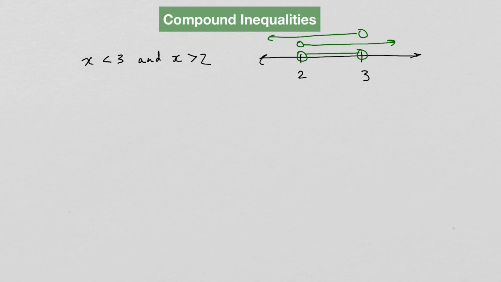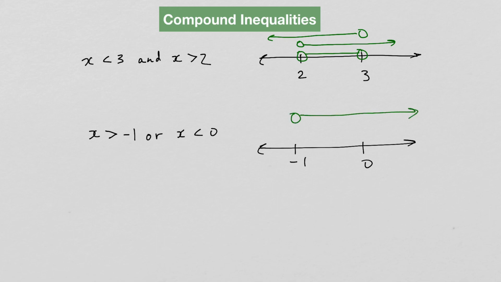And we'll do one more example. X is greater than -1, or x is less than 0. Okay, so we plot this. It's -1, we've got 0. So first, we've got x is greater than -1, so we're going to put an open circle at -1, and we're going to go to the right since it's greater. And the next one is x is less than 0, so we're going to put an open circle at 0, and it's going to go to the left for less than.